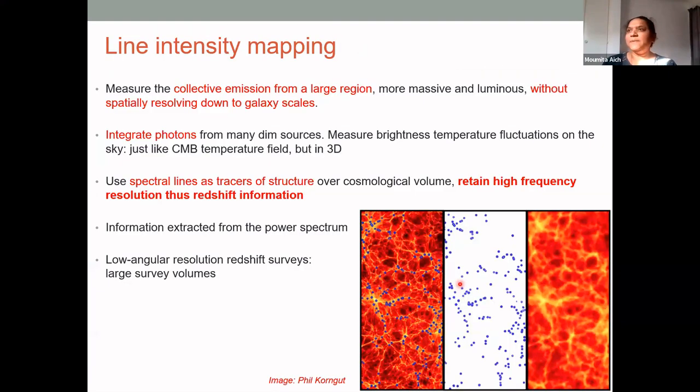Right. So as explained again, what you have here is a collective emission from a large region, okay? And what you don't need to do is spatially resolve down to galaxy scales, okay? What you're doing is integrating all the photons from the dim sources. Then you measure the brightness temperature fluctuations. And because you're using these spectral lines as tracers of the structure, you can retain high frequency resolution, which will lead you to the redshift information also. So this is, for example, showing you what an intensity mapping looks like. And this is basically looking at individual galaxies. You can do a combination, and that's what the combination looks like.